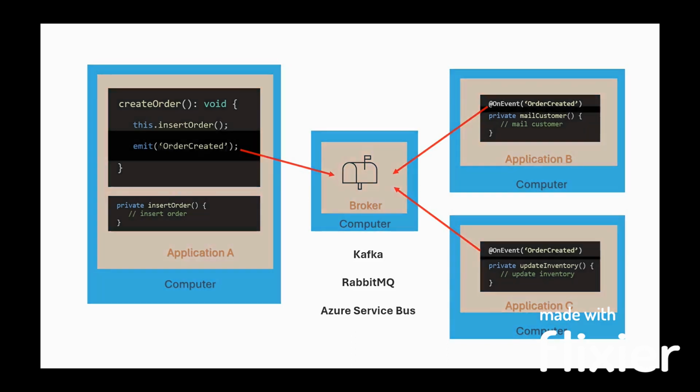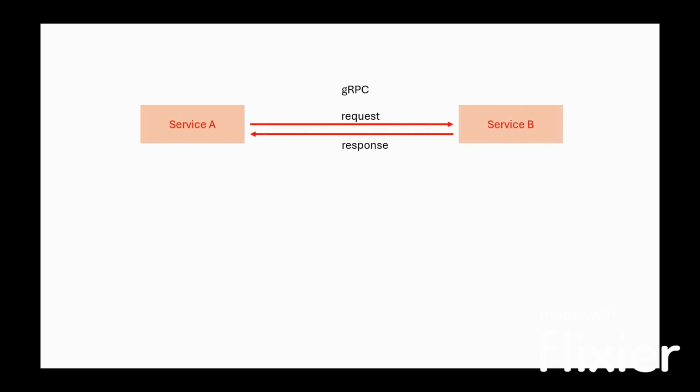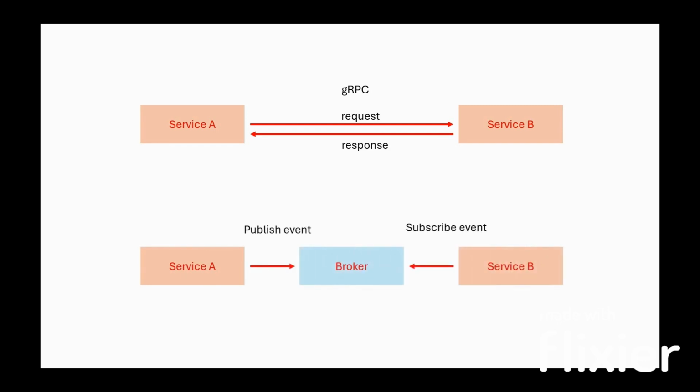In summary, when using gRPC, a service dispatches a request and awaits a response. For two services to be loosely coupled, they should communicate by dispatching events via a broker.